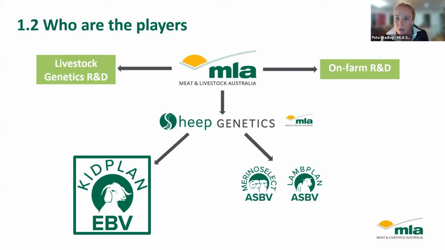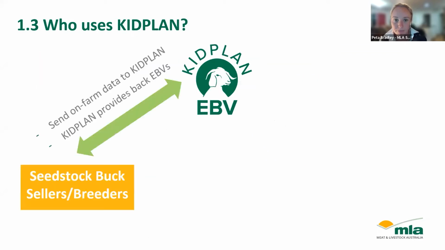The reason we can do it across species, for both sheep and goats, is that our software allows us to, as genetic evaluation is very similar regardless of the species. Our software and development that's been done to develop the analytical software, the stuff that crunches the numbers, is very similar, and we've adapted that to be able to deliver KidPlan EBVs to industry. So that's all well and good.